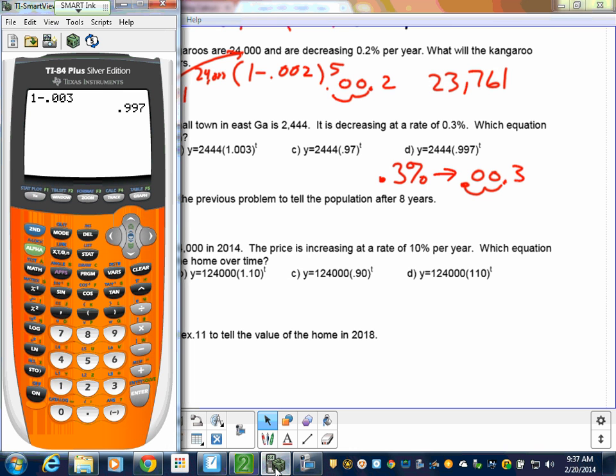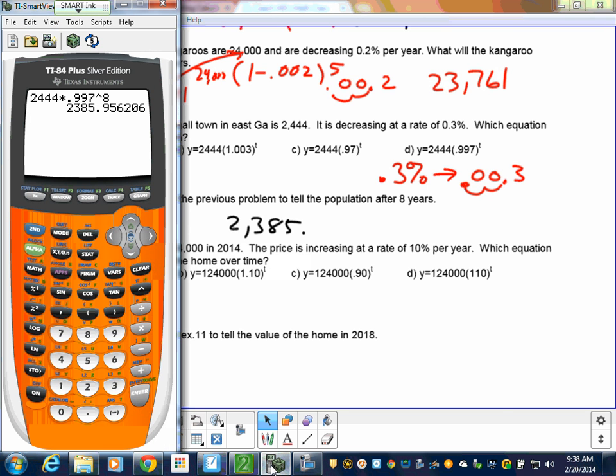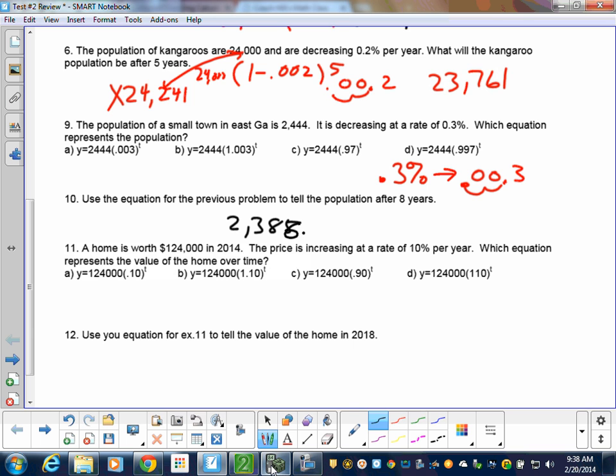Now the next thing it says is use the equation from this problem to figure out the population after 8 years. So all that means is it wants us to take this little equation right here and plug in 8. So 2,444 times 0.997 to the 8th power. There you go. So it's 2,385 point... I'd round that off to the nearest whole number. Again, it's approximately that.